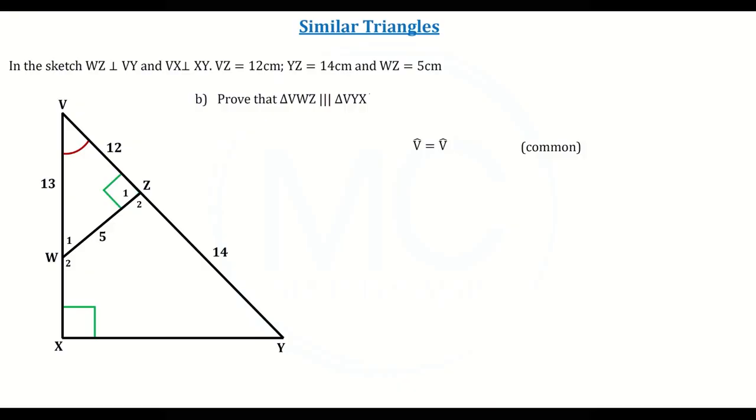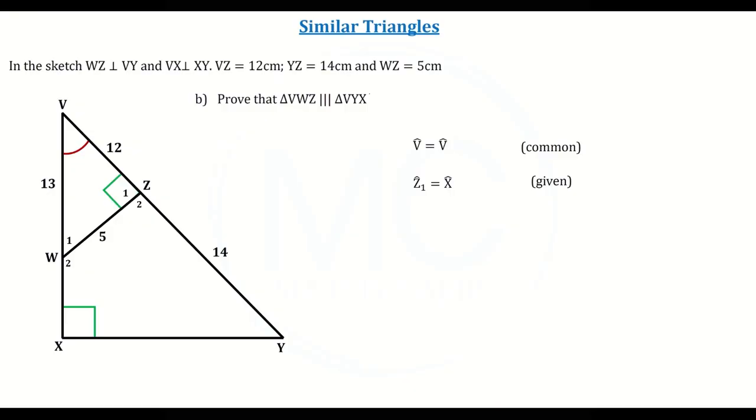Z is the last letter in triangle VWZ, and X is the last letter in triangle VYX. So these are corresponding angles. They are also equal because the square angle on the diagram shows us they are both 90 degrees. So we can say angle Z1 is equal to angle X because this information has been given to us.